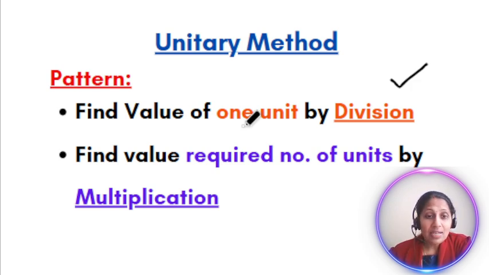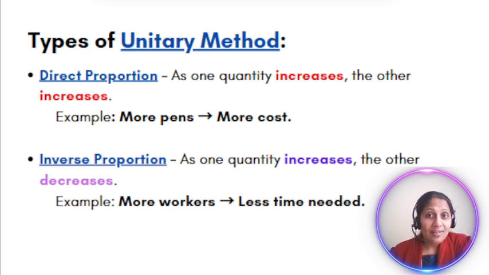So now let's understand the types of unitary method. Where exactly is it used? What are its types? The types of unitary method are direct proportion and inverse proportion. So these two are the types of unitary method.